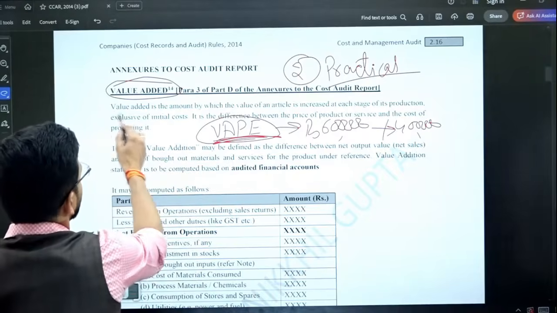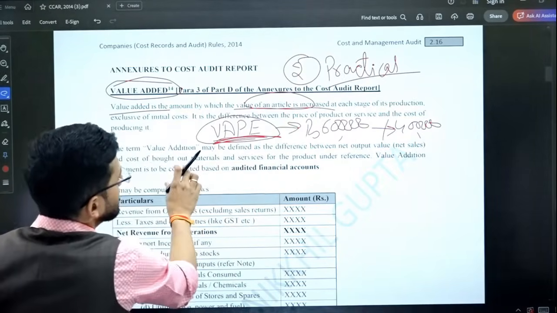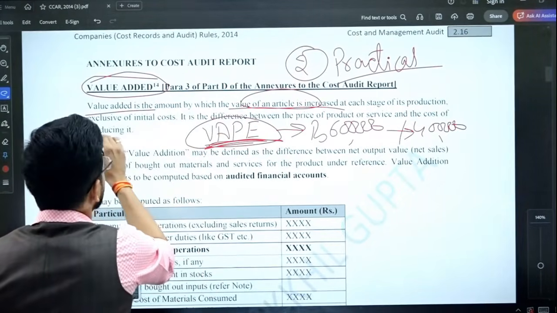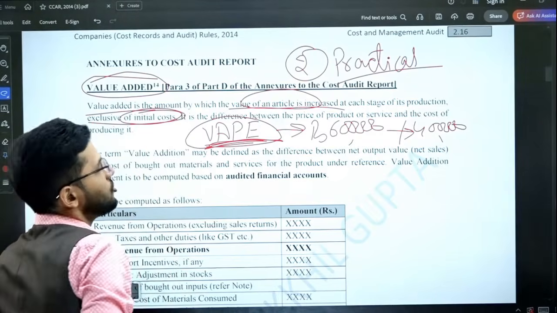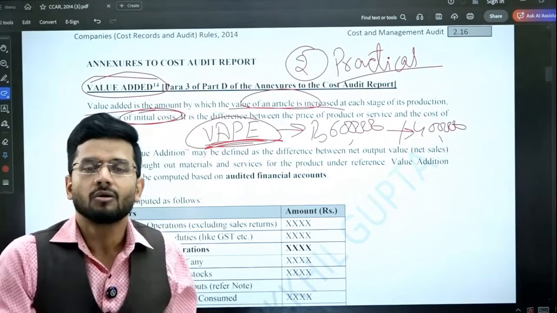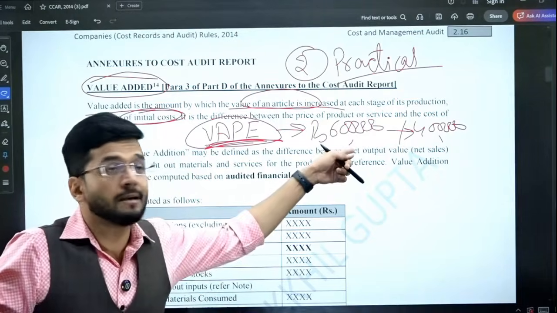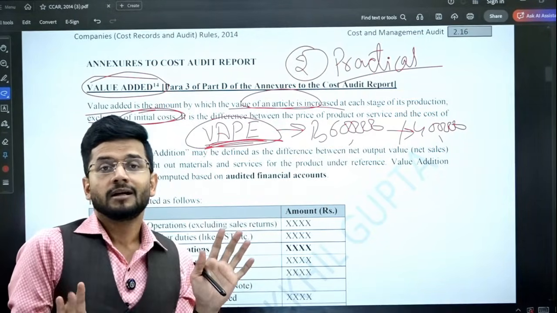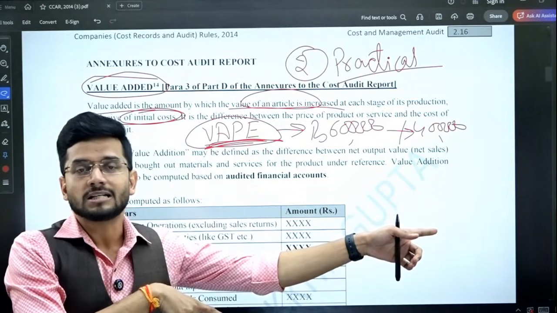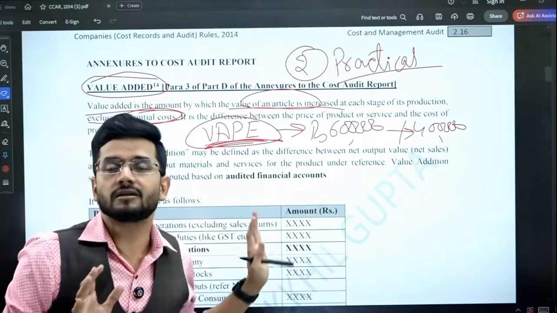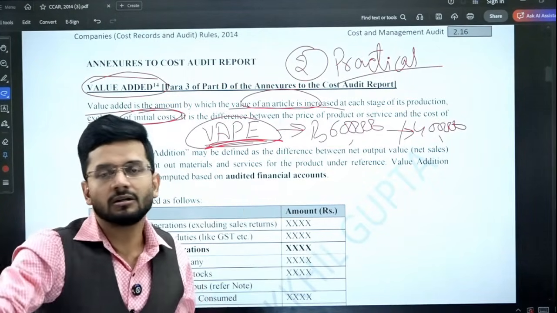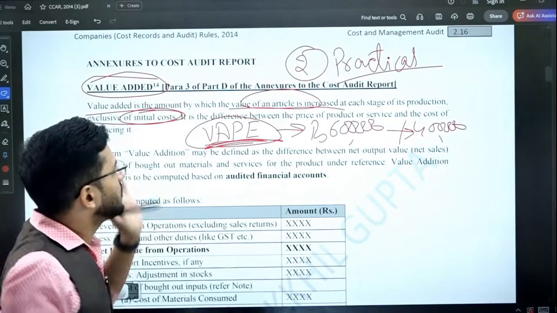So what is value added? Value added is the amount by which the value of an article is increased at the stage of its production, exclusive of its initial cost. So initial cost, which is the capital contribution and the depreciation thereon, is not included, because that is in any case the employer's responsibility. Employees are not concerned with that aspect. Capital contribution, the fixed assets which have been purchased, the employee is not bothered about them. So initial cost is to be ignored.